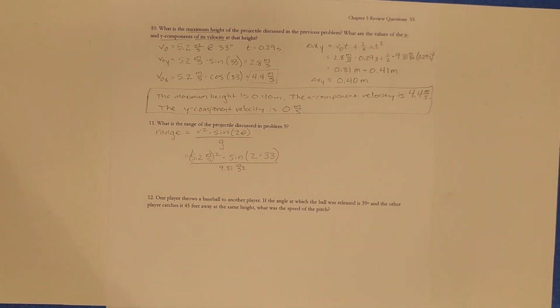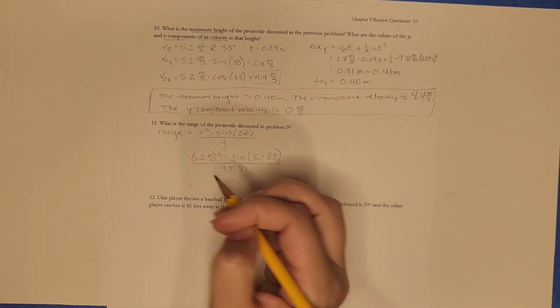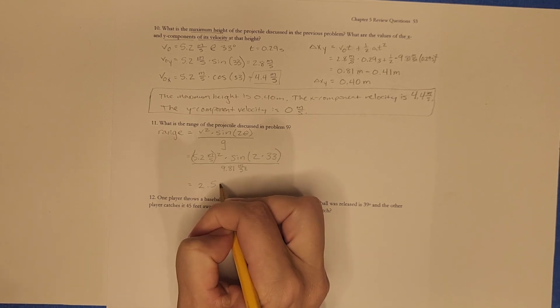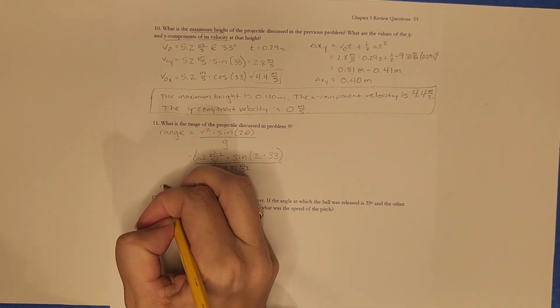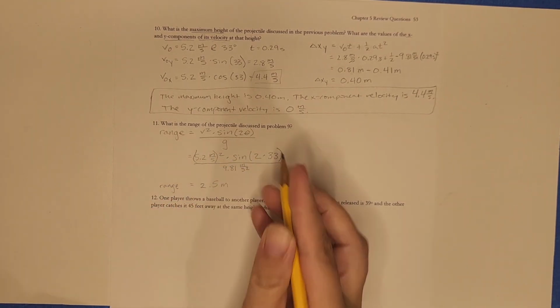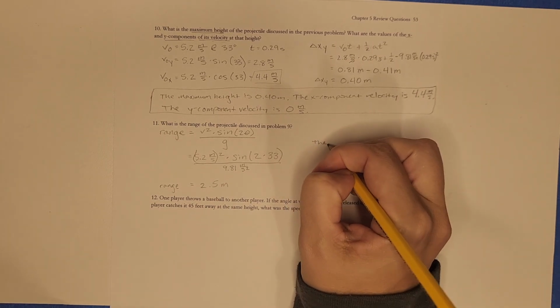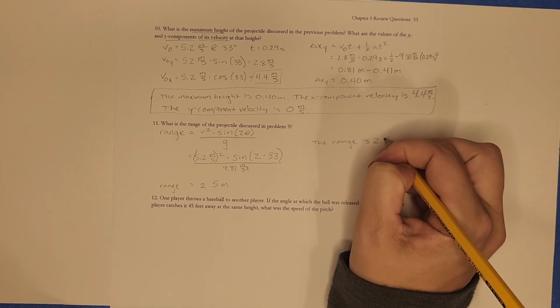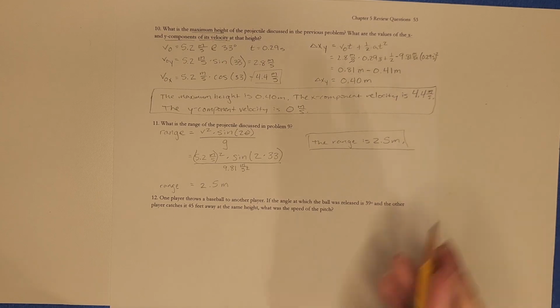Okay, and so once we throw all of this in a calculator all at once, we get, with 2 significant figures, 2.5 meters. And range should be a distance value, and that's what we have. So the range is 2.5 meters. Pretty simple.